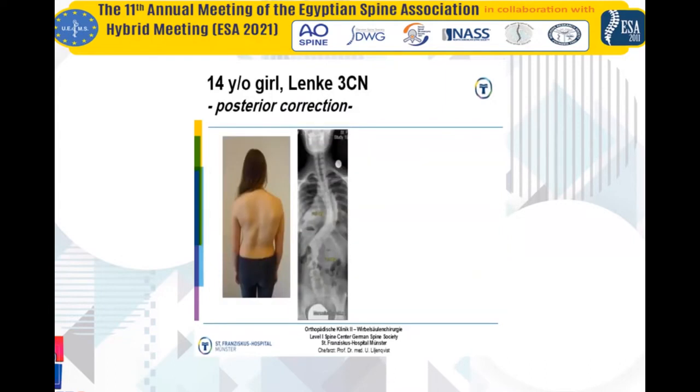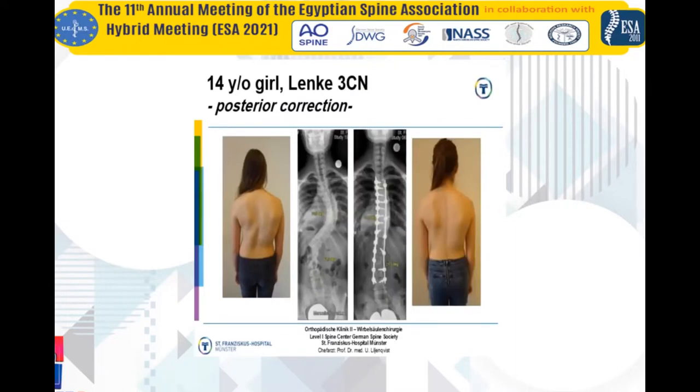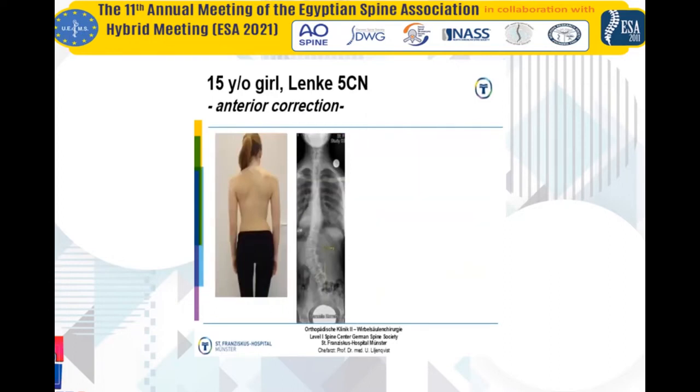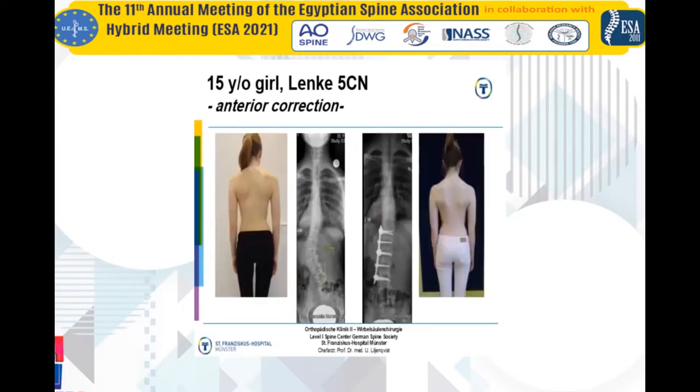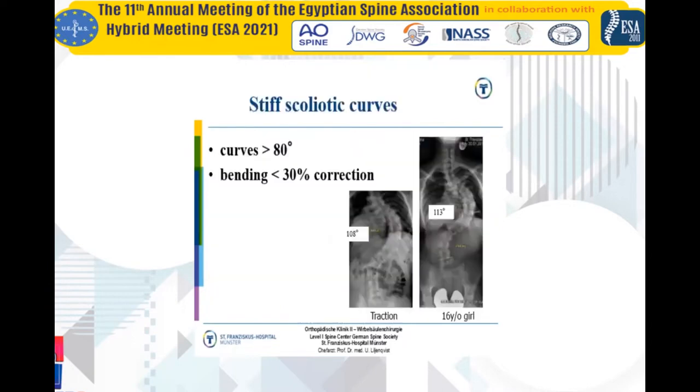So in double major curves like the Lenke 3C curves, posterior correction of both curves is certainly the standard today. And in single structural curves, especially the Lenke 5 curves, the lumbar and thoracolumbar curves, the anterior correction, as you can see here from end to end vertebra, is standard of care and has clear advantages over the posterior correction. But these are standard cases, and I would like to focus on more challenging cases like these.